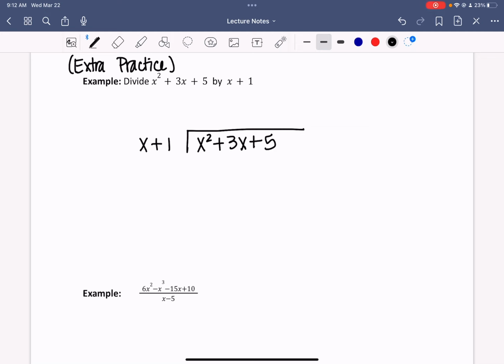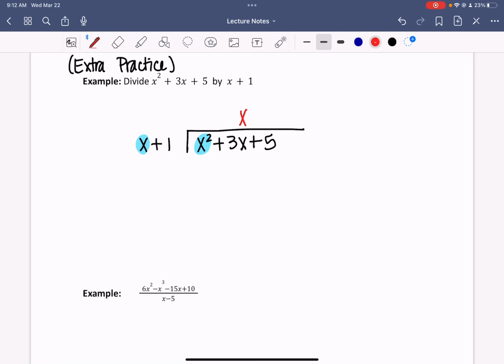And to start this off, I want to make sure it's in standard form. If there's any missing terms, I put in a 0. I'm only going to be comparing these front two pieces. So I'm going to say, okay, x times what would give me x squared, and that's an x. So I'm going to place it above the 3x.